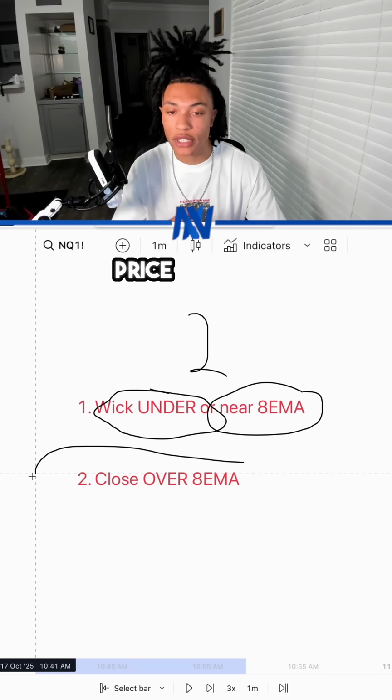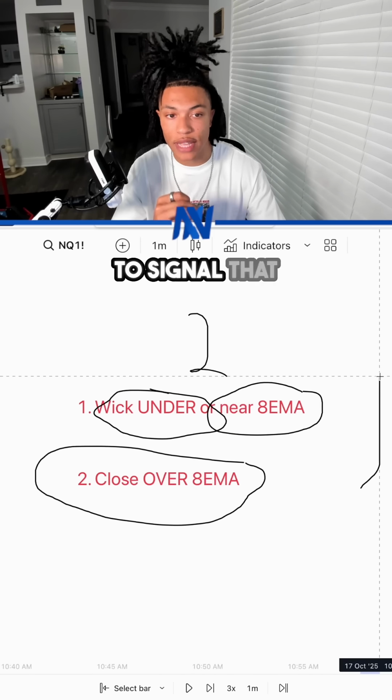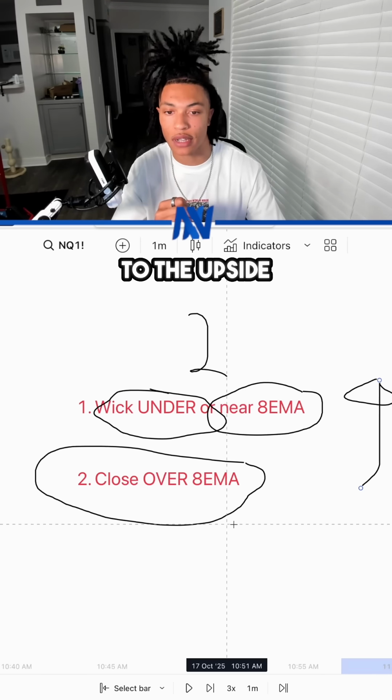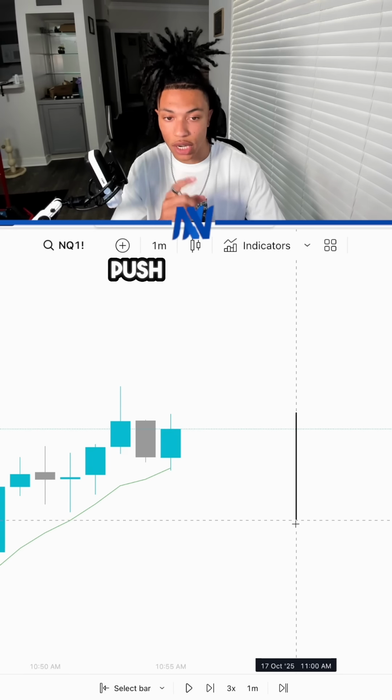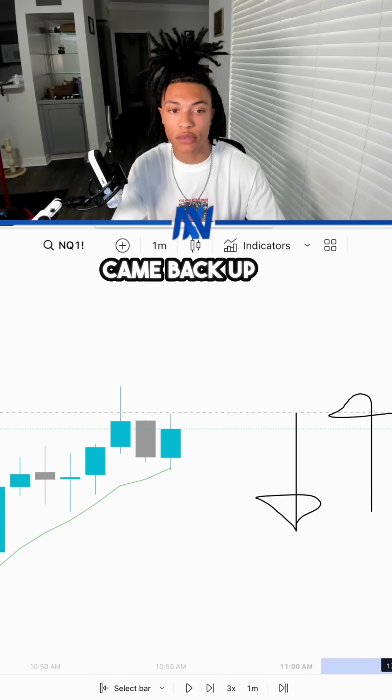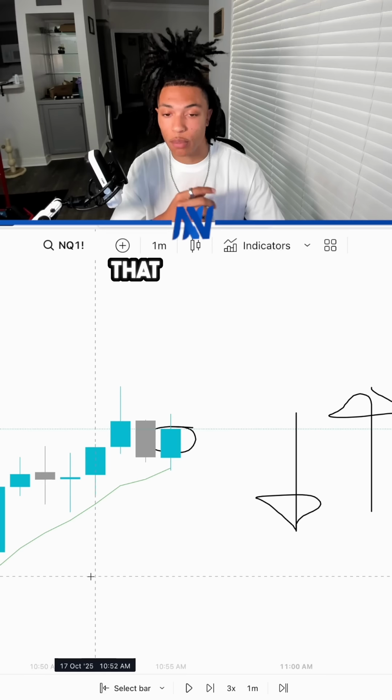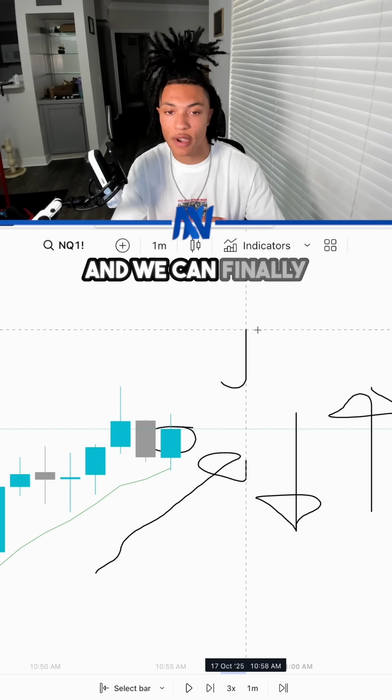zone, and then we want price to close over the 8-EMA to signal that strong bullish trend still going to the upside. And 3 candles later, we got a nice rejection candle right here. Price tried to push under the 8-EMA, came back up to close right here, which signals that price still respected the trend and we can finally get into a trade.